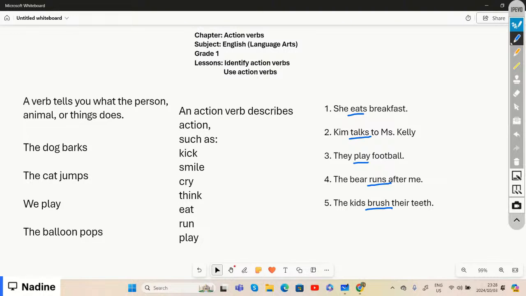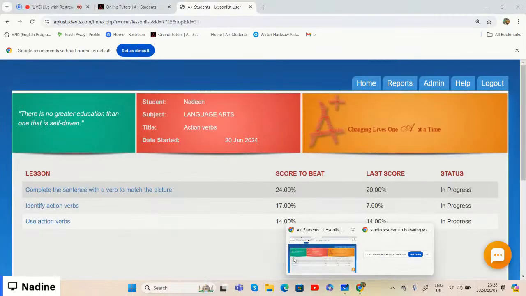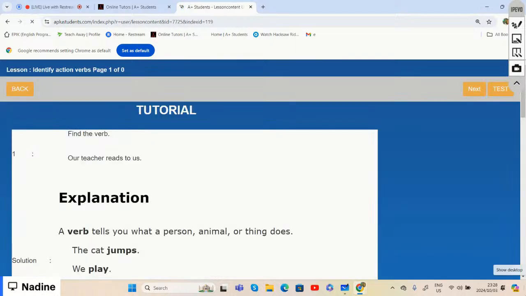So these are our action verbs that we have identified, which is eats, talks, play, runs, and brush. It tells us what the person or what an animal or what a thing does. Describes the action that the person, animal, or thing does. All right. So now we're going to a+students.ca, where we are going to first identify action verbs, and then we're going to use action verbs.